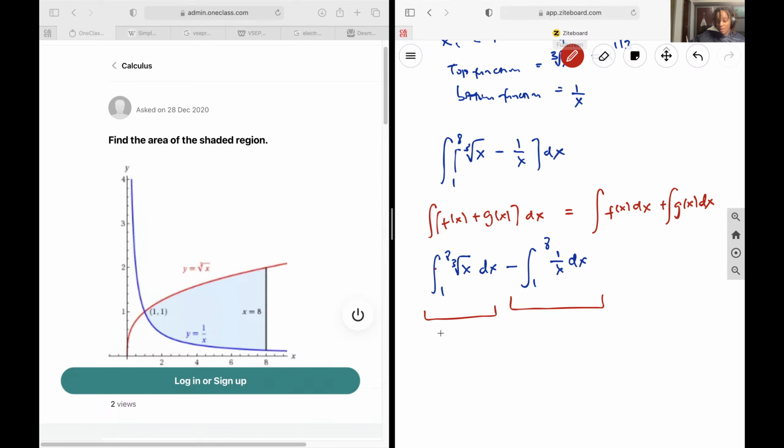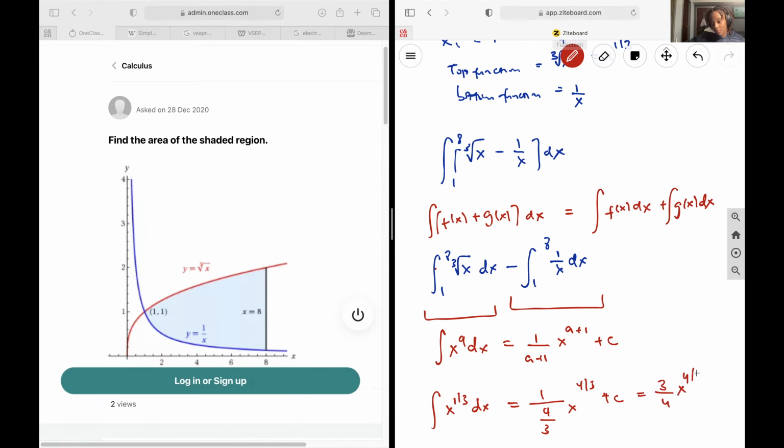This one, I'm going to use another well-known rule for the exponents, and that is just going to be 1 over a plus 1, x to the power of a plus 1, plus c, which means that the integral of x to the power of 1 over 3 dx is going to be 1 over 3 plus 1, which is 4 over 3, x to the power of 4 over 3 plus c. And this can be rewritten as 3 over 4 times x to the power of 4 over 3 plus c.